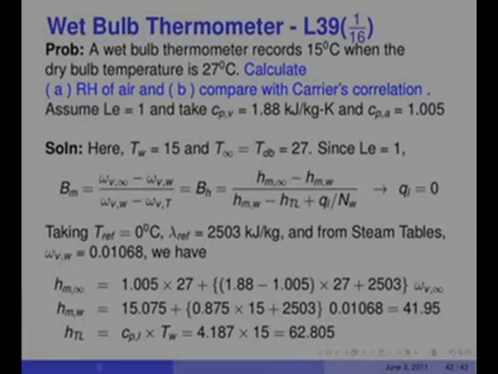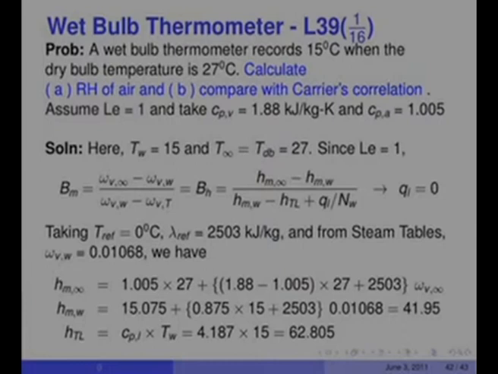Now, of course, this problem can be solved using psychrometric tables. It can be solved by using what is well known Carrier's correlation, but we shall apply our Reynolds flow model. So, here T w is 15 degrees centigrade and T infinity is the dry bulb temperature equal to 27 degrees centigrade, and we have said Lewis number equal to 1, and therefore, B m, which is omega V infinity minus omega V w over omega V w minus omega T, which is 1, will equal the Spalding number calculated from mixture enthalpies as given here.